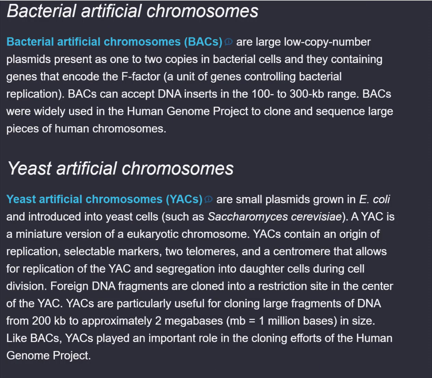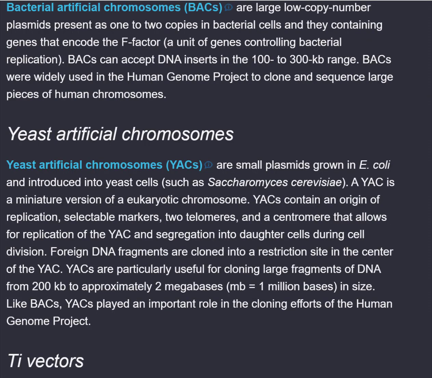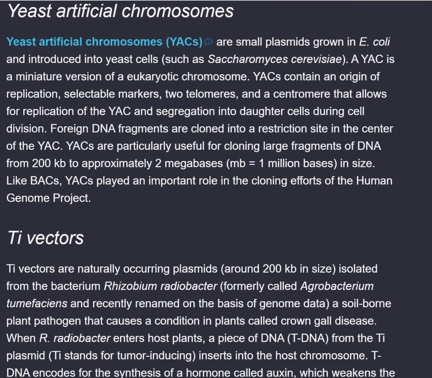Bacterial artificial chromosomes. Bacterial artificial chromosomes, BACs, are large low-copy number plasmids present as 1 to 2 copies in bacterial cells, and they contain genes that encode the F factor, a unit of genes controlling bacterial replication. BACs can accept DNA inserts in the 100 to 300 kb range. BACs were widely used in the Human Genome Project to clone and sequence large pieces of human chromosomes.